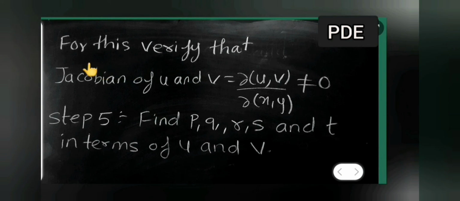Next, verify that the Jacobian of u and v, ∂(u, v)/∂(x, y), is not equal to 0. You all have to verify this Jacobian and it should be not equal to 0. Step 5 is to find p, q, r, s and t in terms of u and v. We have to find all this in terms of u and v.